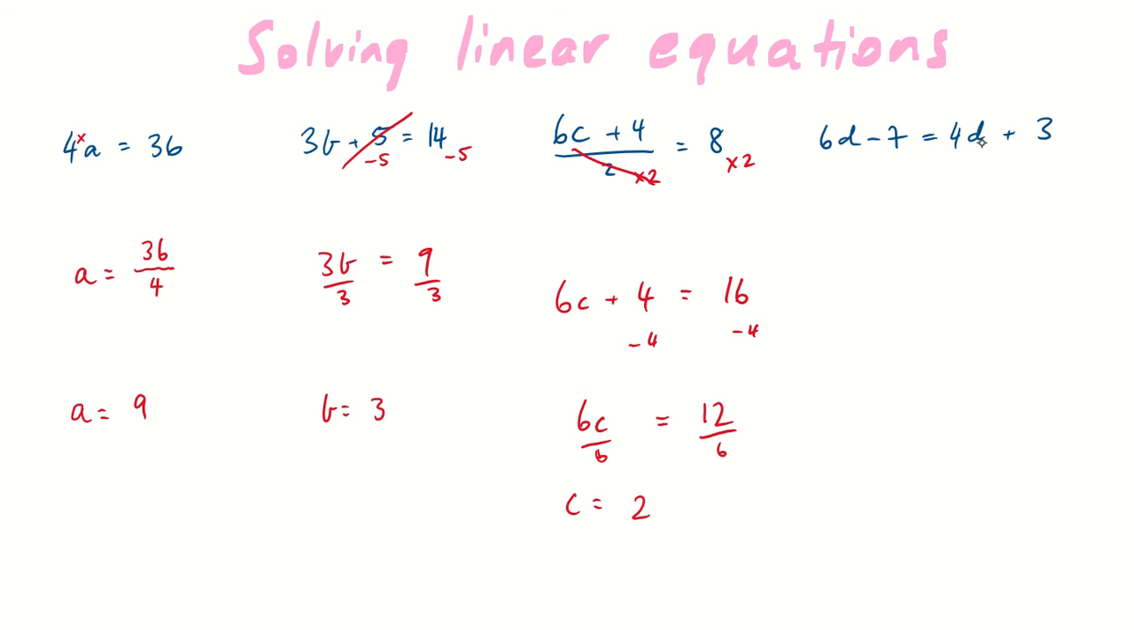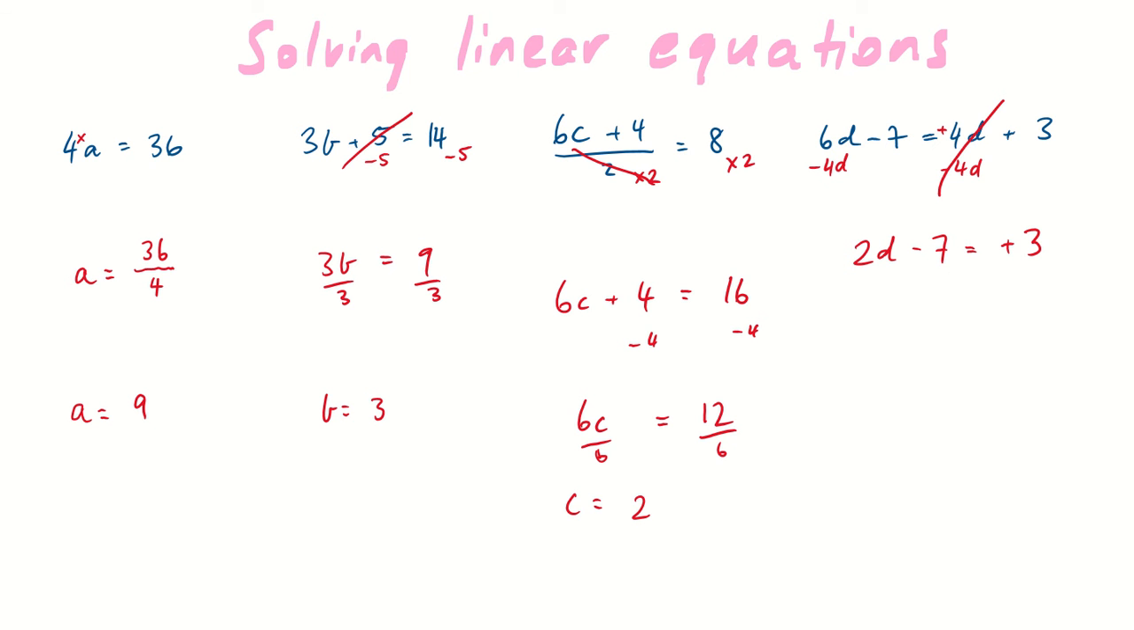Well, it's currently a positive 4d. If I want to move the whole thing, I would have to subtract. So it's going to be subtract 4d on this side of the equation, which is going to cancel that out, and then I'm going to subtract 4d on this side of the equation, and 6d take 4d, that would be 2d. I didn't change the 7, so I'm going to keep that take 7, and I didn't change that 3, so I'm going to keep that 3.